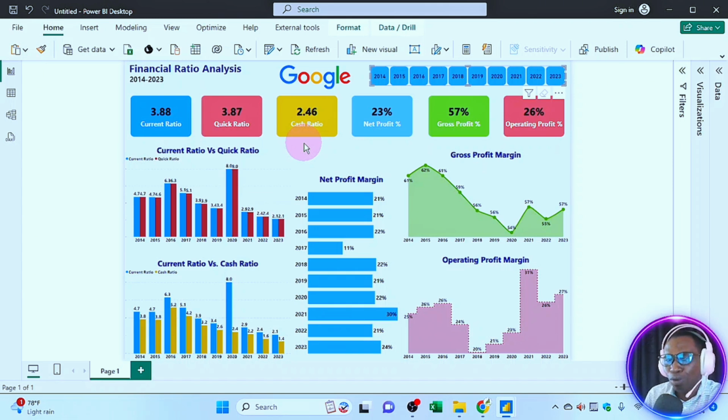That's all we want to analyze in this video. It's just the current liquidity ratio. Since it is financial analysis in 10 minutes, I don't want to exceed 10 minutes.